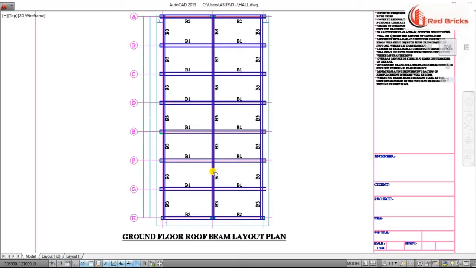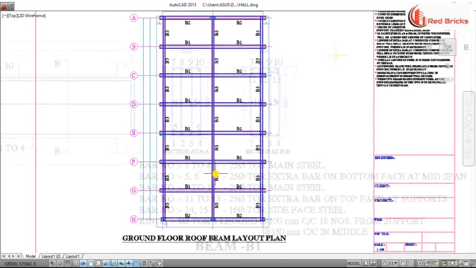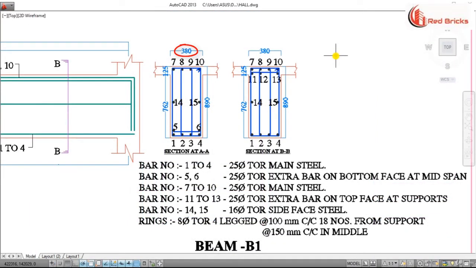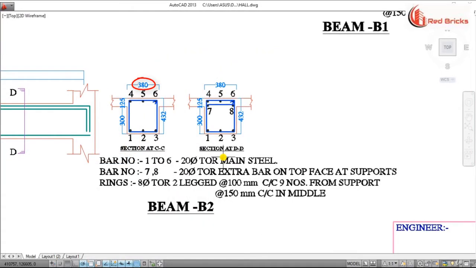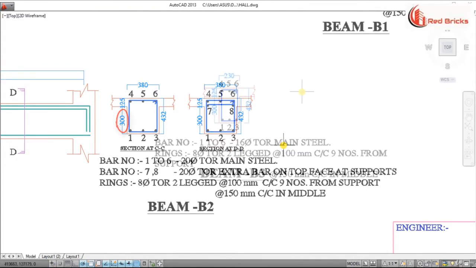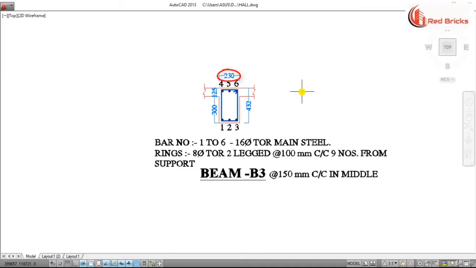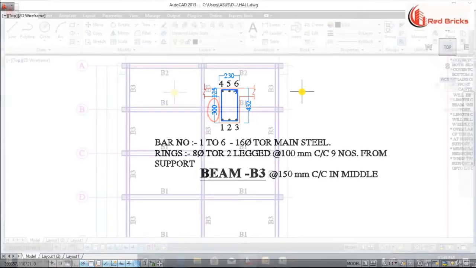Here is the ground floor layout plan of roof beam. The breadth of beam 1 is 380 mm and its depth is 890 mm including slab, and 762 mm excluding slab. The breadth of beam 2 is 380 mm and its depth is 432 including slab and 300 mm excluding slab.